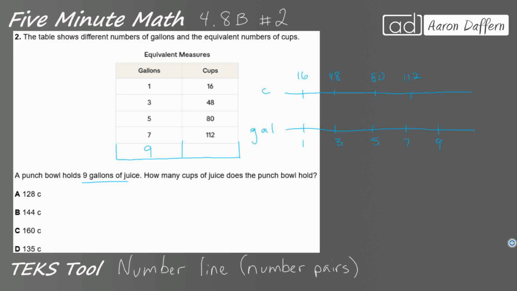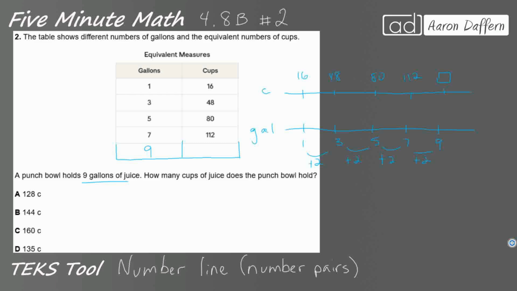And so how I like to evaluate this is I want to look from gallon to gallon. So my gallons jump from 1 to 3, so that's a +2. Then it goes from 3 to 5, that's another +2. 5 to 7, it's another +2. And then I'm looking for 9, so I'm going to put a box right here to represent an unknown number. And it just goes up +2, +2, +2.